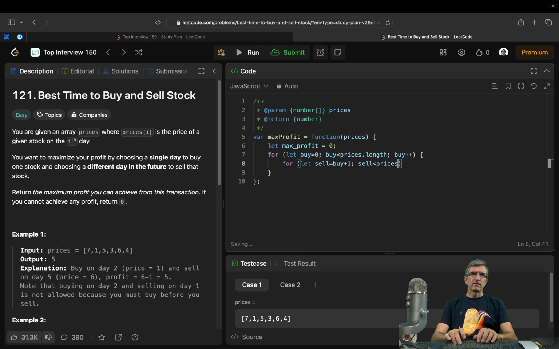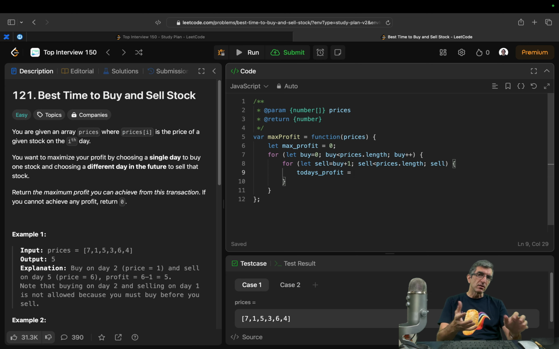Repeat while sell is smaller than this and add 1 to it. Now I'm comparing everything with everything. I can say today's profit, if I have done this buy with this sell, would be prices sell minus prices buy. If I've done this, this would be my profit.